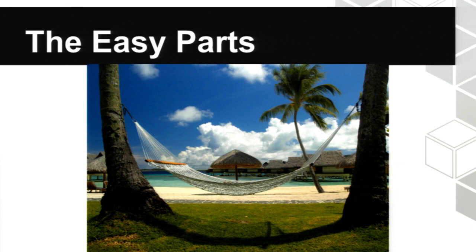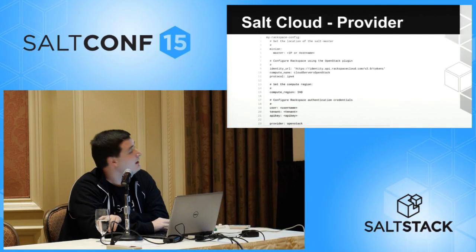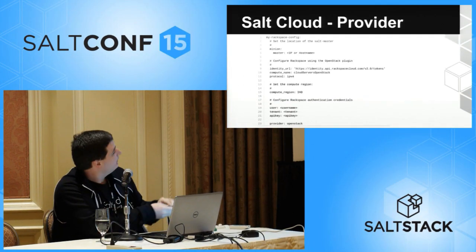So to deploy this stuff, I use SaltCloud for OpenStack on Rackspace. For those who aren't familiar, SaltCloud consists of, at least in my configuration, three main components. We've got providers, profiles, and map files. So let's talk about the provider configuration first. Let me get my pointer.